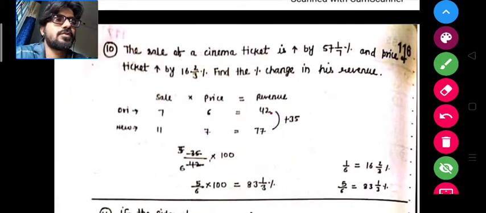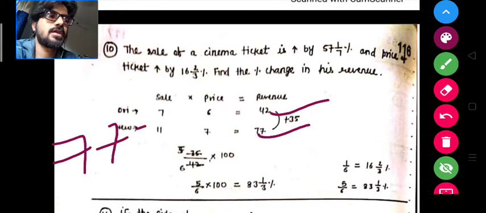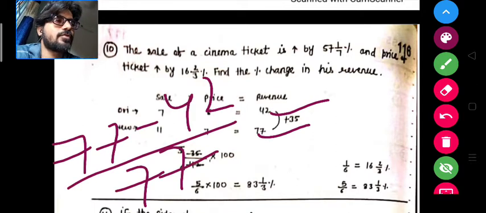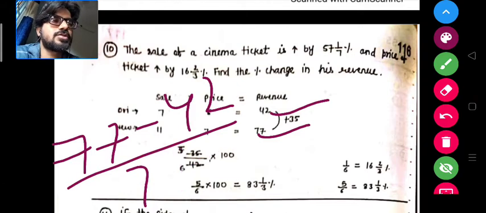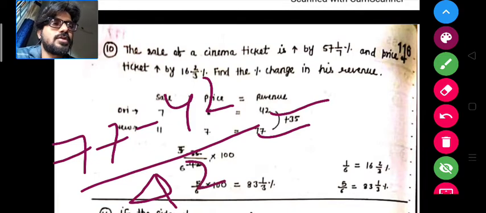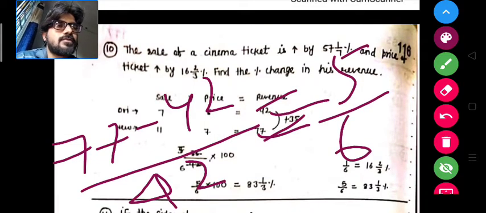So 42 is the initial revenue collected. New, 77 is the new revenue collected. Final minus initial, 77 minus 42, divided by 42, since the original is taken. Divided by 42 is the percentage change, that is 5 by 6. It will come 5 by 6 after dividing it, and the percentage change is 83 1 by 3%.